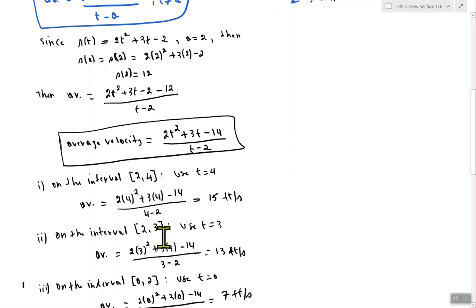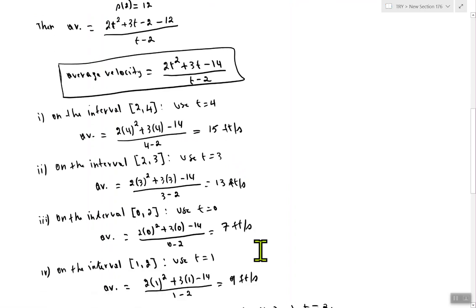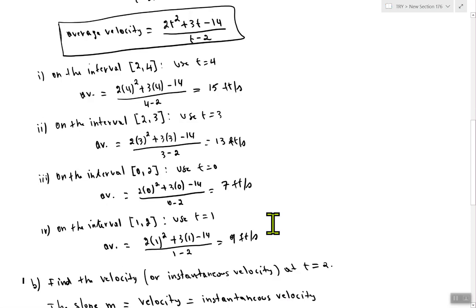The next interval, use 3. When you plug in 3 into this equation, you get 13 feet per second as your average velocity. And then you go to the interval 0 to 2. You plug in 0 and you get 7 feet per second as your average velocity.